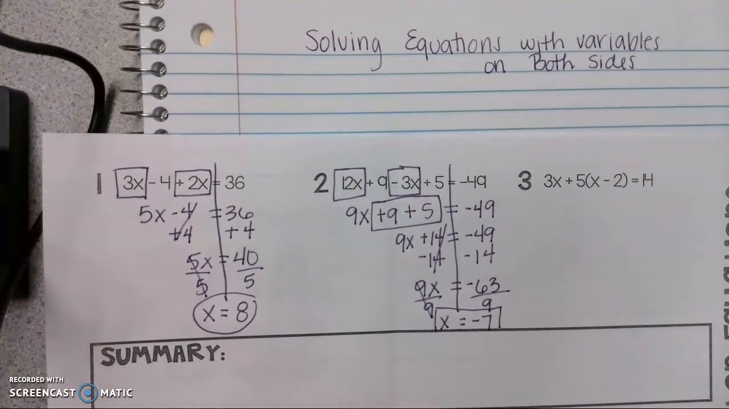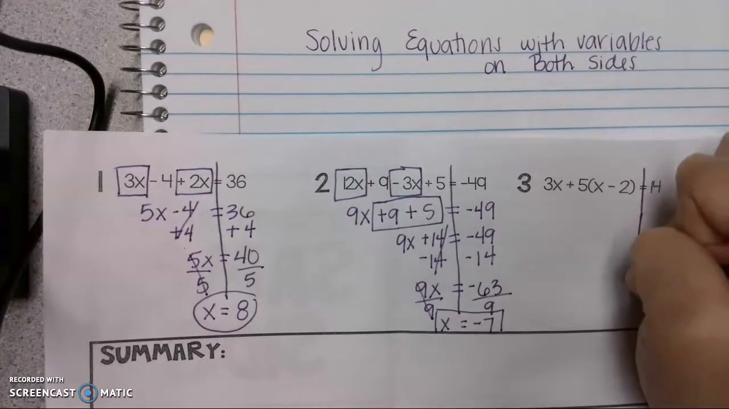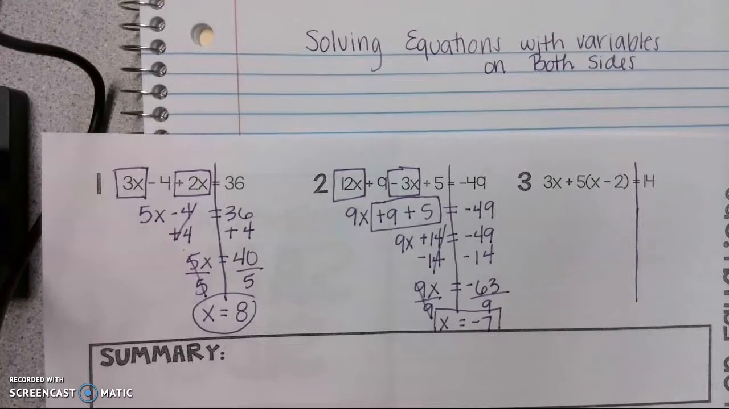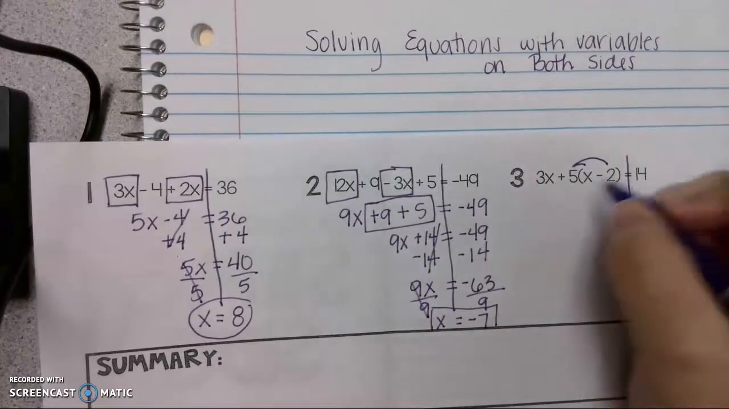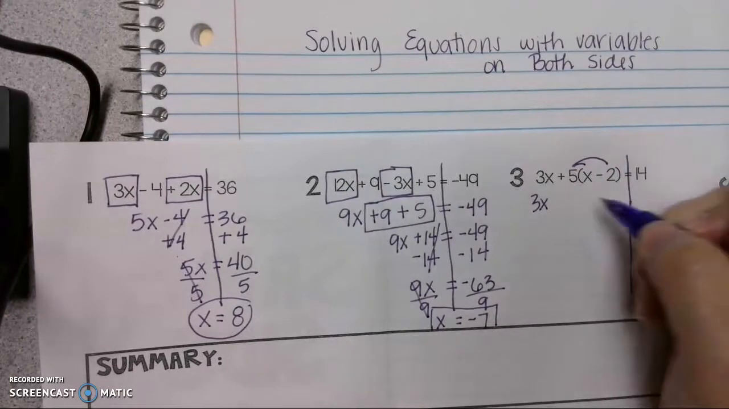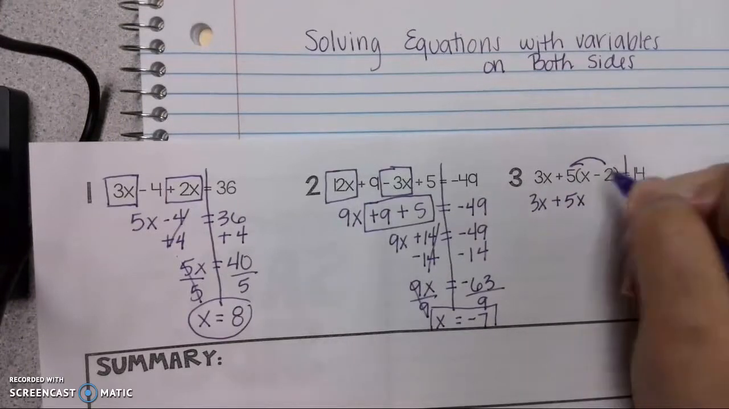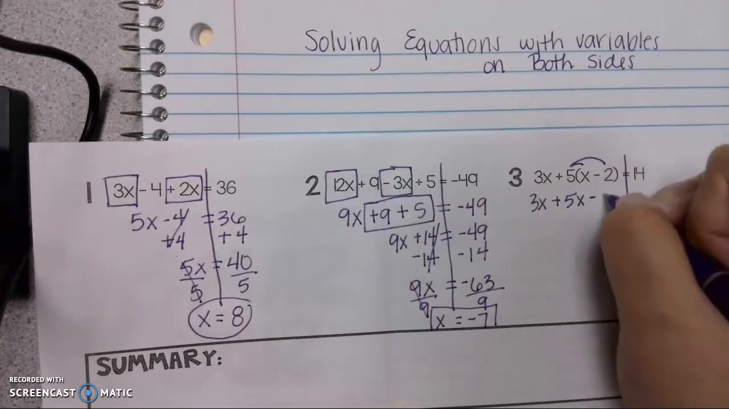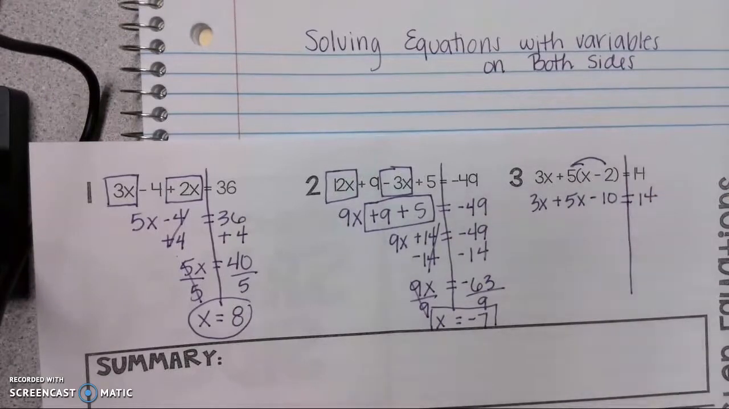And then my last question here, question 3. Again, always start by putting my line down my equal sign. Got to distribute first if it's ever an option. Just bringing down my 3x. I didn't do anything with that yet. 5 times x is a positive 5x. 5 times negative 2 is a negative 10. And I didn't change my 14 at all.